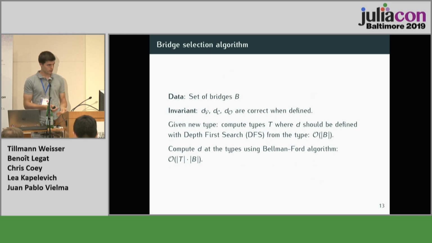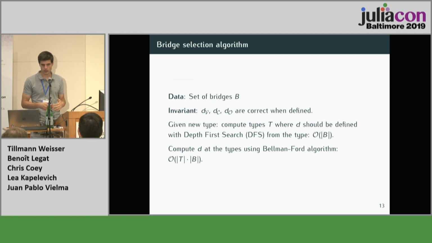So basically, in a few words about the algorithm, you have a set of bridges which we suppose fixed. And we have a distance function which says for a node, it's either not defined if the node has not been considered yet, or we have some distance, which is used as the heuristic for which bridge we select.